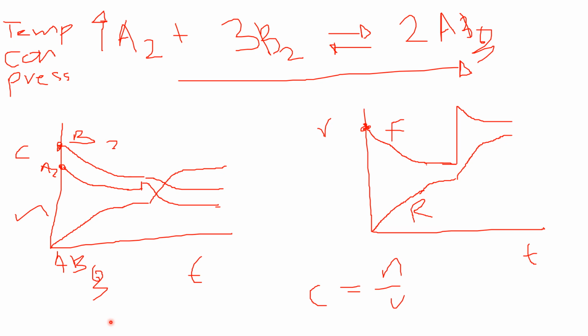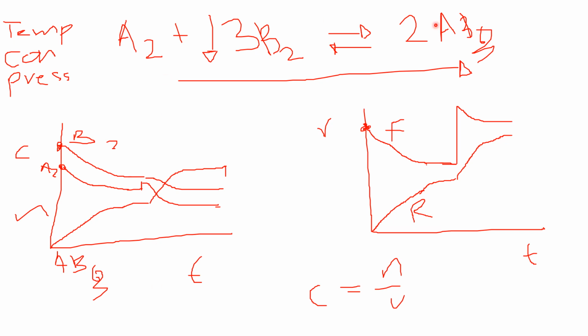Okay, so now let us make another example. Let's say we decrease the concentration of B. So what will happen? On our graph, we will see that the concentration of B will start to decrease, a little bit.